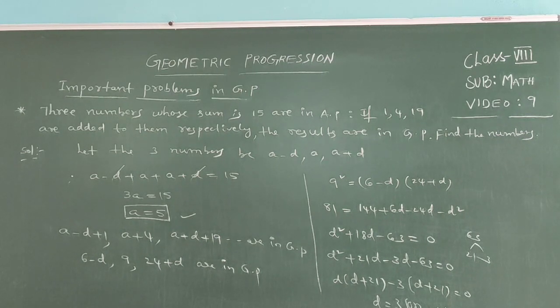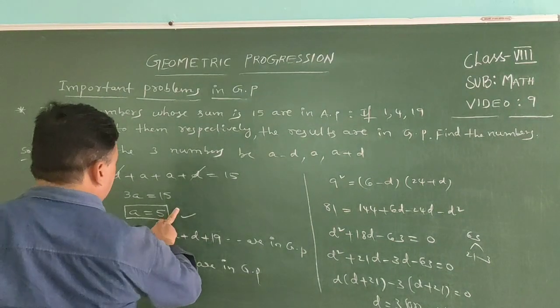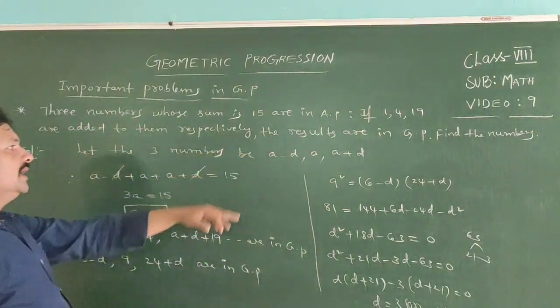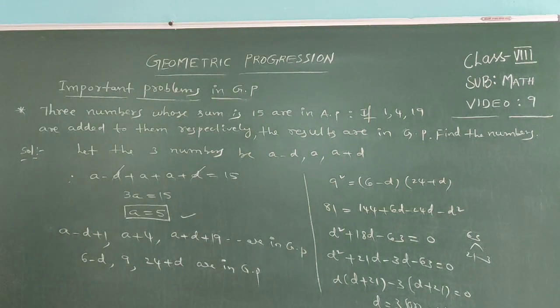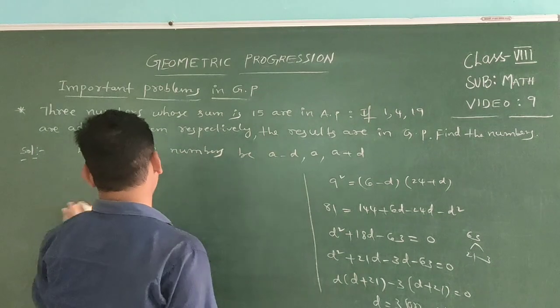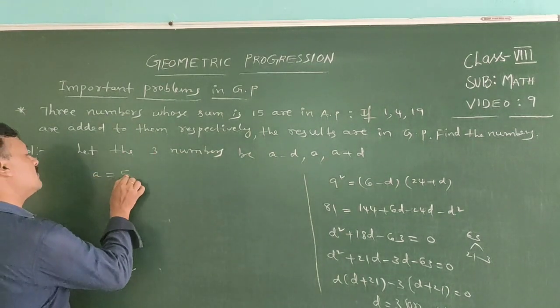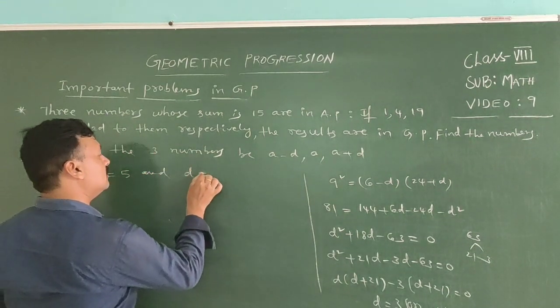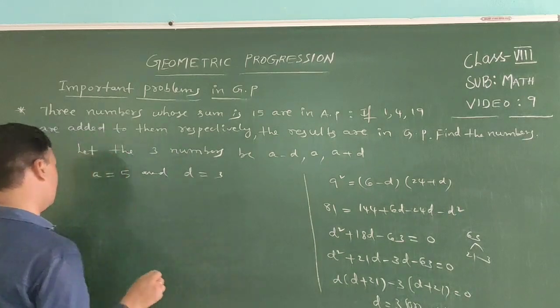So we want the numbers. We know the value of a as well as d, then we can find the three numbers. What are the three numbers? a equals 5 and d equals 3 or minus 21.